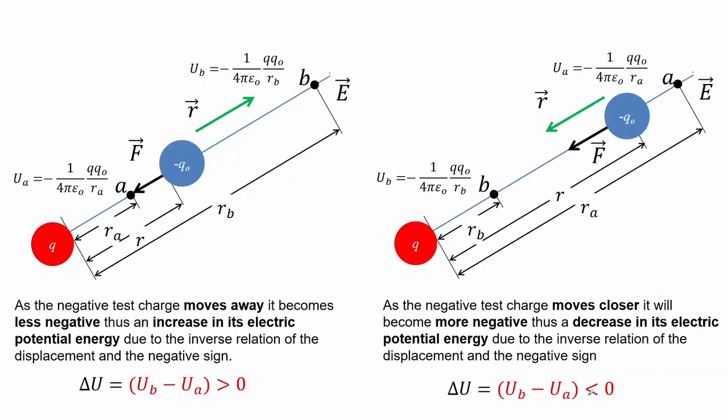As the negative test charge moves away, it becomes less negative, thus an increase in its electric potential energy due to the inverse relation of the displacement and the negative sign. We see that the change in potential energy is positive as shown by the expression here. As the negative test charge moves closer, it becomes more negative, thus a decrease in its electric potential energy due to the inverse relation of the displacement and the negative sign. Here the equation shows that relationship in the change in potential energy.